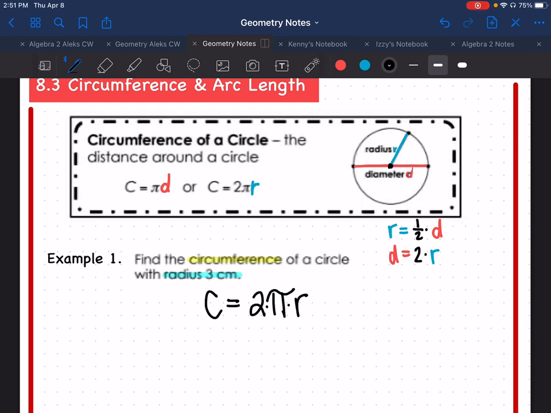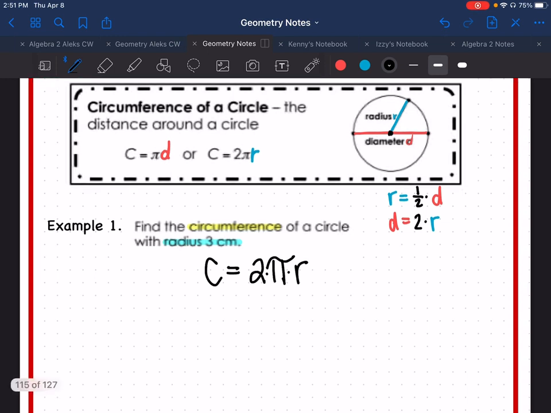Now be careful, when you go into Alex, it is going to either ask you to use 3.14 for pi, or it's going to ask you to leave it in terms of pi. And so we'll be seeing both of those today in the lesson, and how to look for that, okay? So I'm going to go ahead and fill it in. 2 times pi times 3.